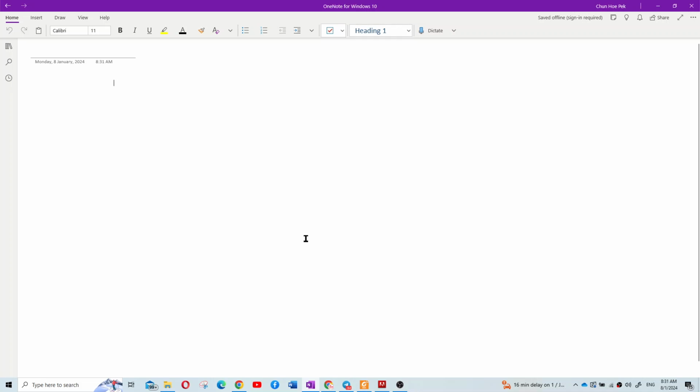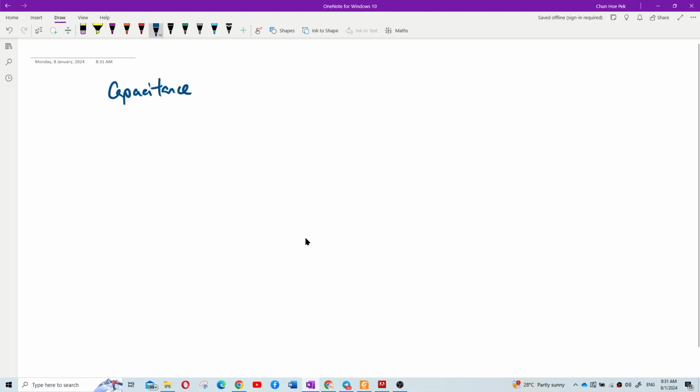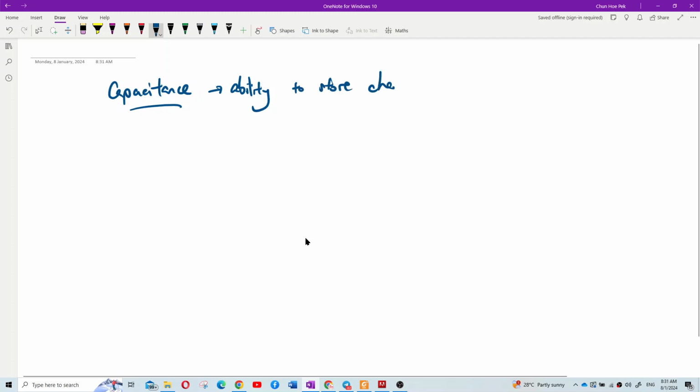Okay, so capacitance. What is actually capacitance? Also, I will repeat here. Capacitance is the ability of a capacitor to store charge. Why do we say it like that? Why do we say it is the ability to store charge?